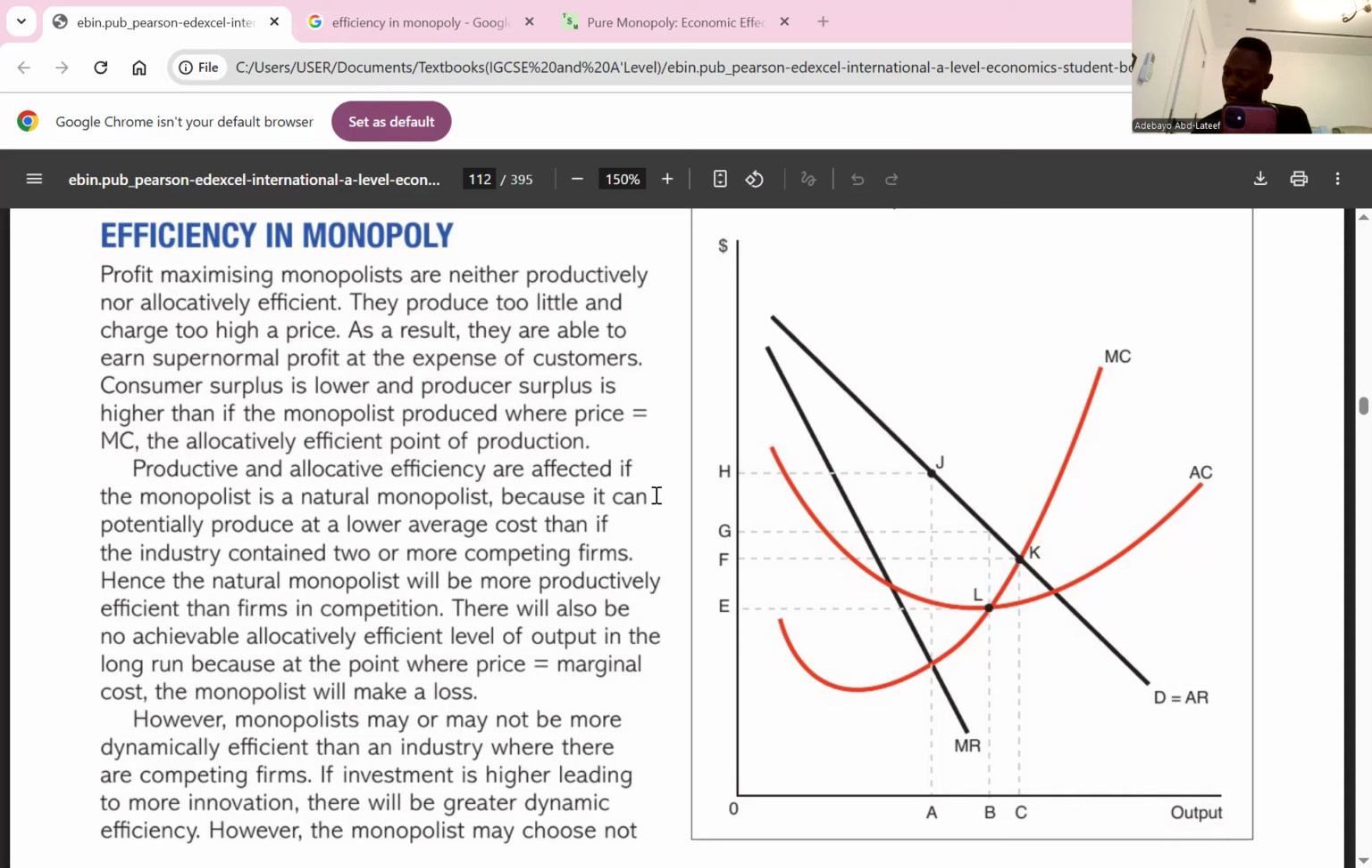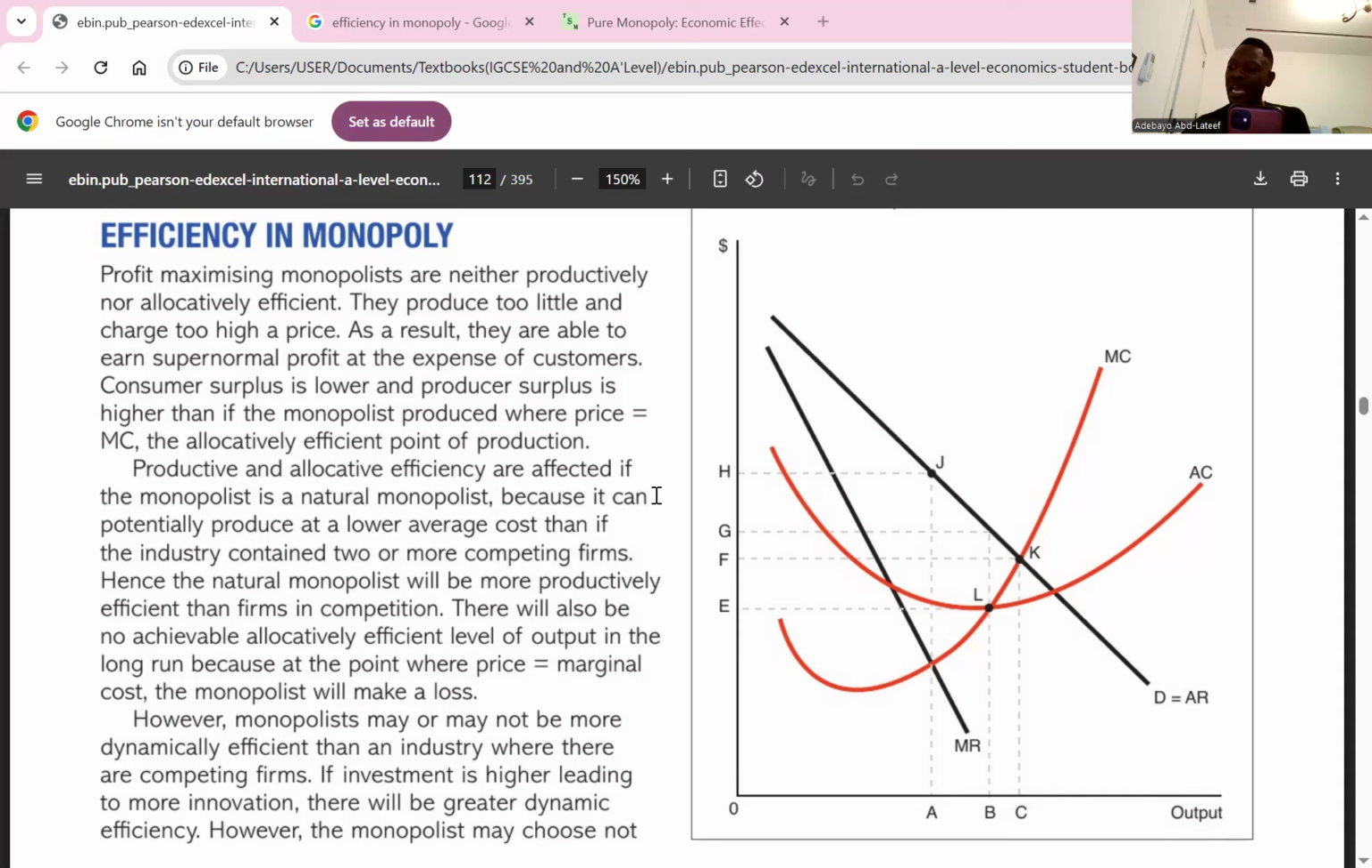So this means the profit maximizing level of output, where MR equals MC, is below the productive efficiency level of MC equals AC. The productive efficiency is MC equals AC at L, but they are producing below it, where MC equals MR. Do you understand? To have productive efficiency, it has to produce at L, but it's producing below it. That is productive inefficiency.